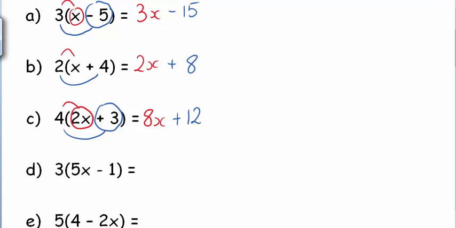Try the next one yourself. The solution comes in 5 seconds. The solution. 3 times 5x. So 3 times 5 is 15, and I've still got the x. 3 times minus 1, 3 times negative 1 is simply negative 3.